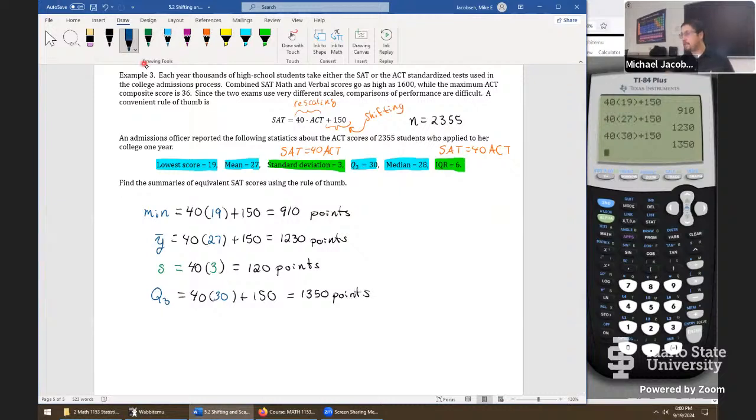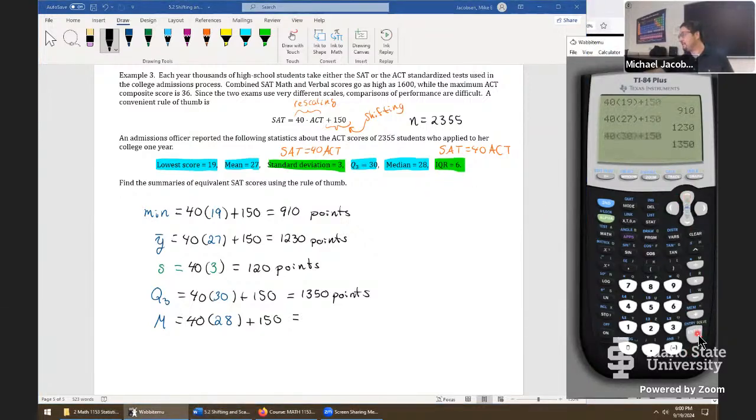Now median, that one we usually write as a symbol M, is going to be equal to 40 times the score for the median, the 28, add 150. So kind of tedious once we see how it all goes, but reason for so many statistics is just so that we have to have that fight of which ones are position, which ones are spread. So up here, let's put in 28. And we get 1270.